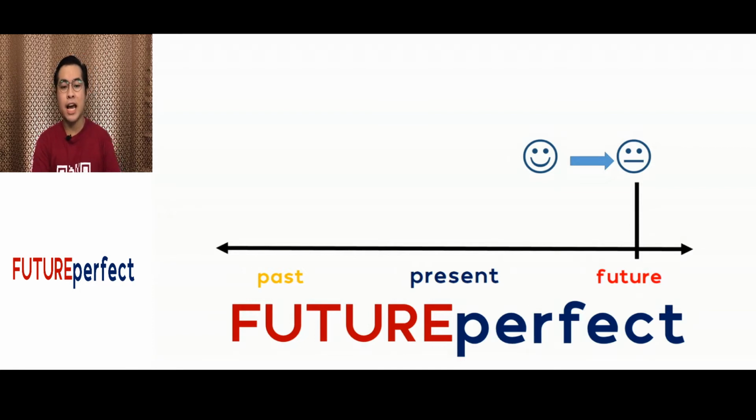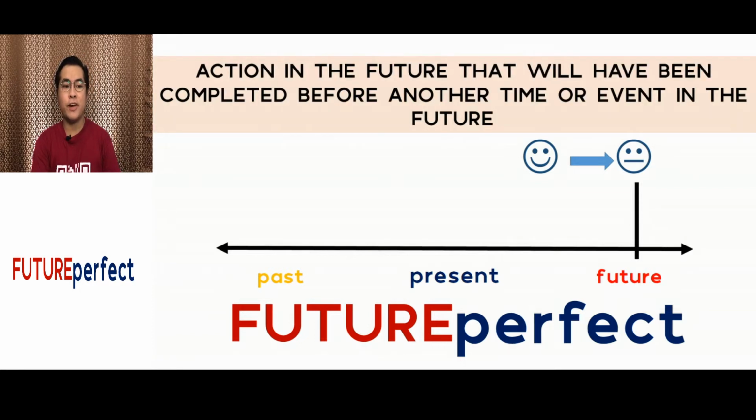So what exactly is the future perfect? Future perfect is an action in the future that will have been completed before another time or event in the future. Just like what I said a while ago.